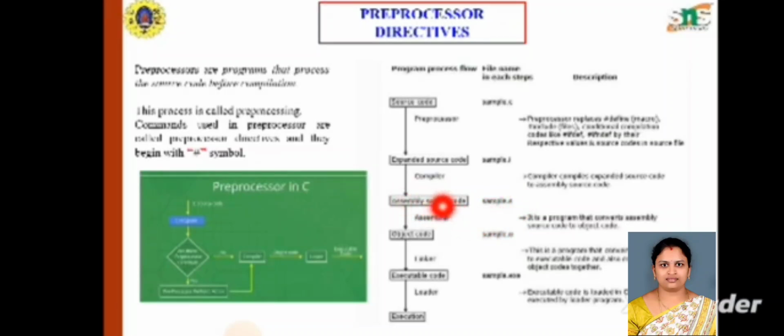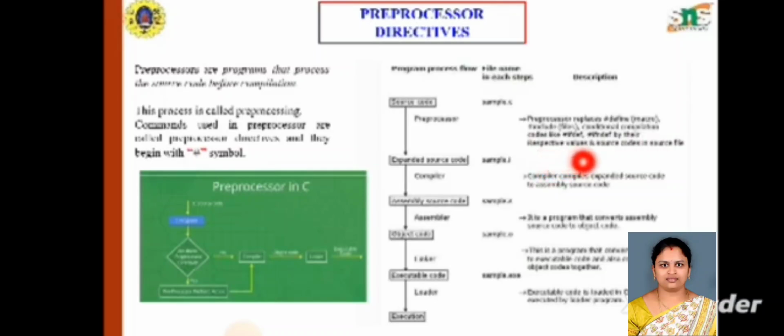Then the assembly source code will be passed into the assembler. Then it will be converted into the object code. Here it will be in the form of sample.o. Then it will be passed into the linker. Then we get executable code. Then the file name will be file name.exe. Then it will be passed into the loader. Then the execution.